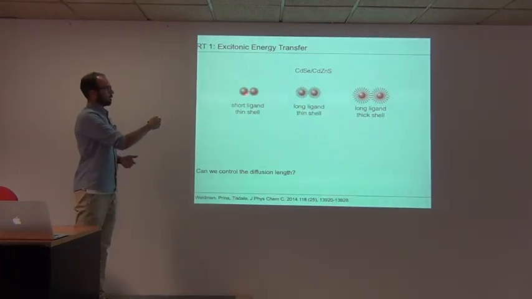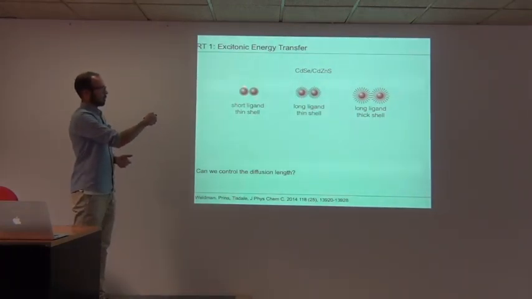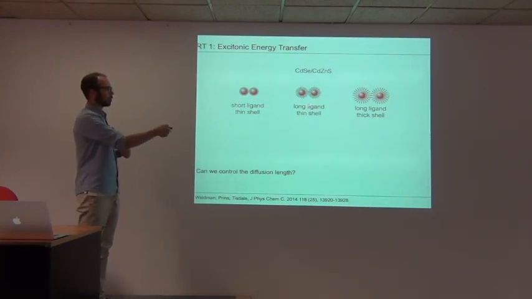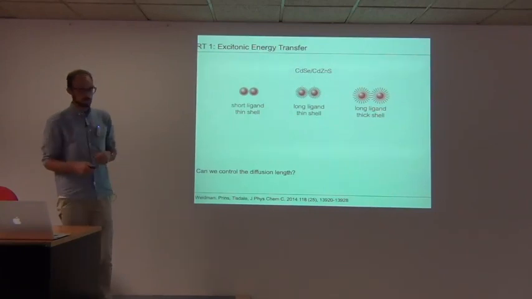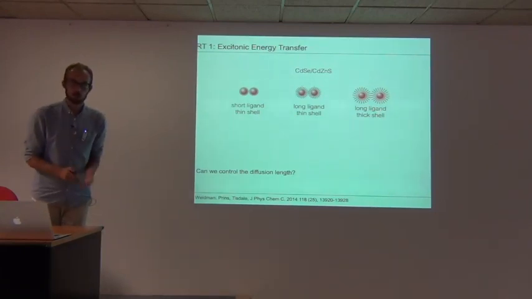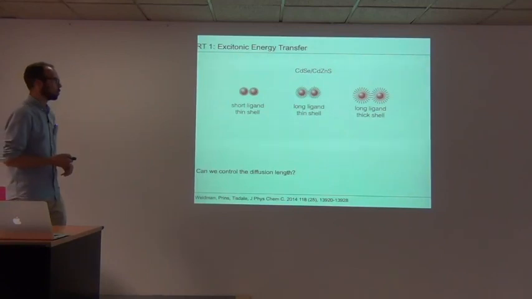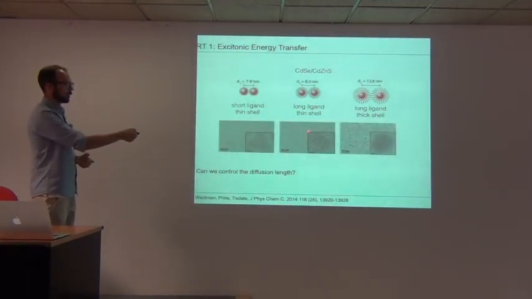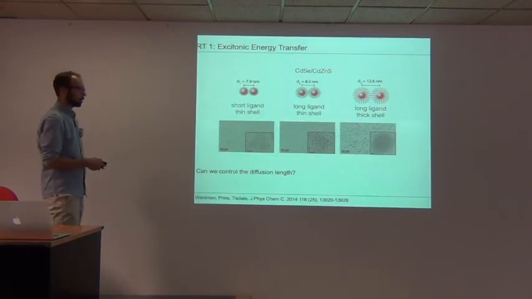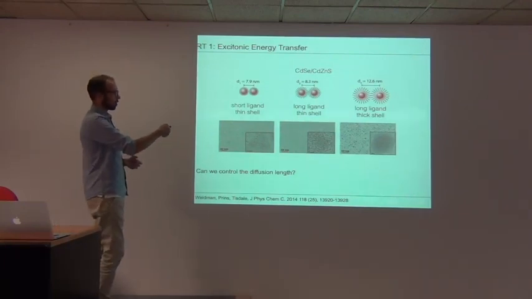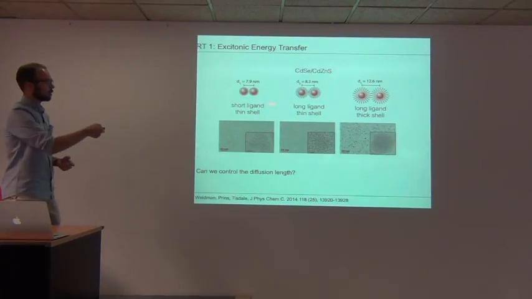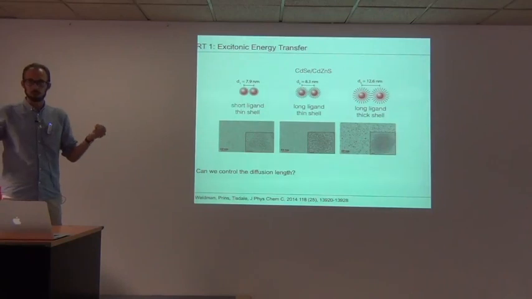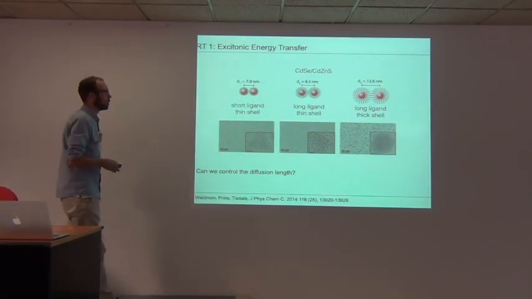So we designed a set of materials through synthesis, where you control that you have short ligands on the outside, a thin shell, a long ligand and a thin shell, and a long ligand and a thick shell. You characterize all the optical properties to make sure that they're more or less comparable. And you verify the actual distance experimentally, not just by estimating it, through TEM analysis. You have a nice set of materials in which distance is the primary difference between them.